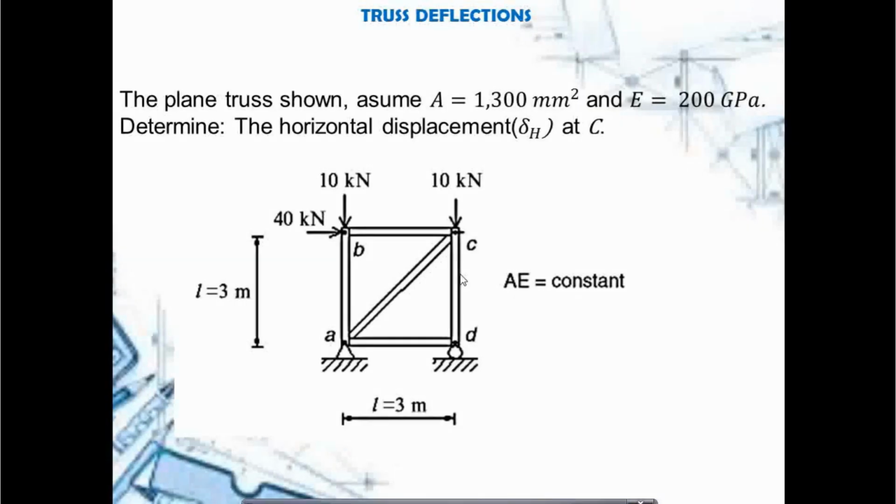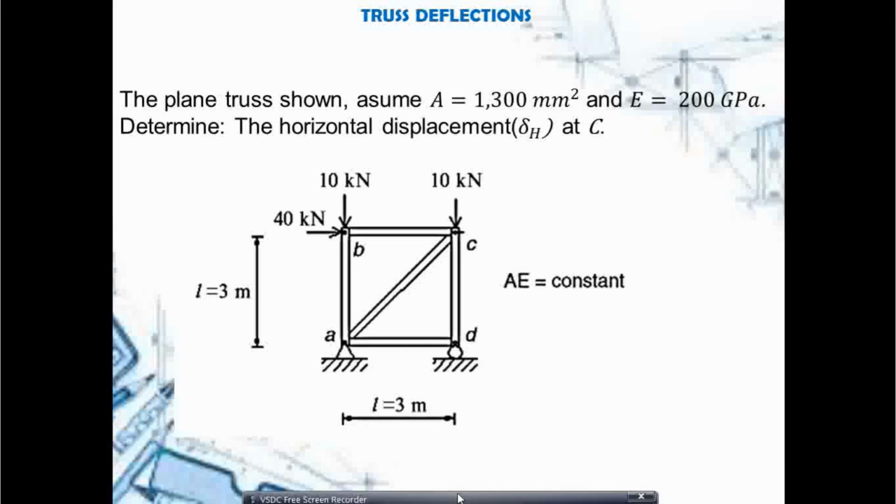Let's have this illustrative problem number 1 in your notes, wherein the truss has an area for each member equal to 1,300 millimeters squared, and the modulus of elasticity of the steel is 200 gigapascal. Now, you're required to determine the horizontal displacement at C.